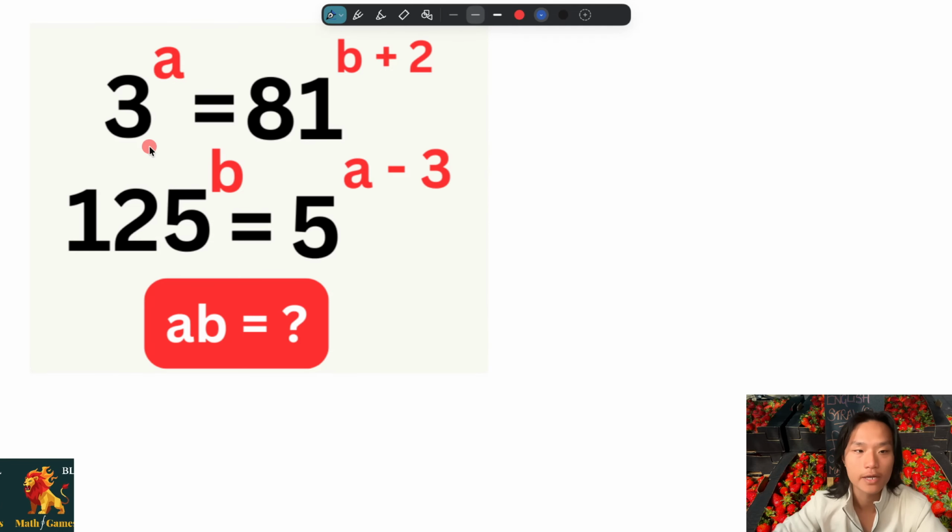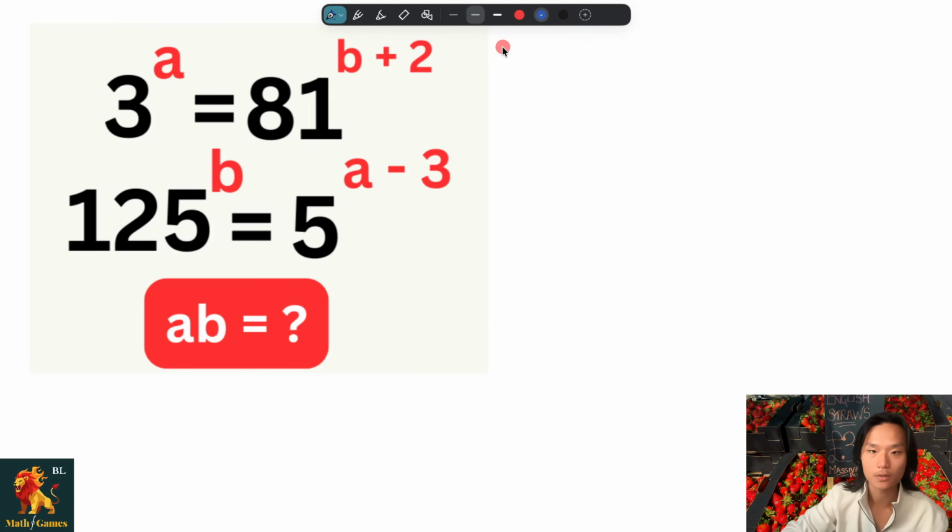So we have 3 raised to the power of a equals 81 raised to the power of b plus 2. And the second equation we have 125 raised to the power of b equals 5 raised to the power of a minus 3. So the question is, what is the product of a and b? So let's take a look.